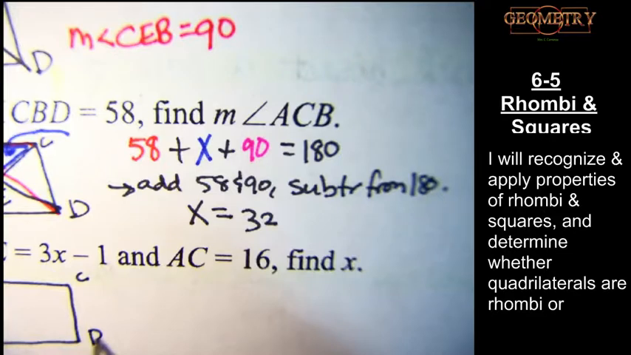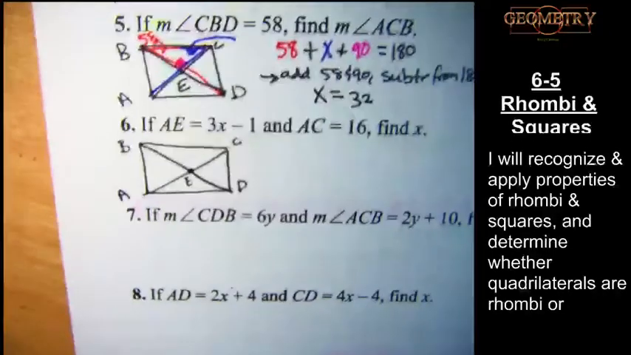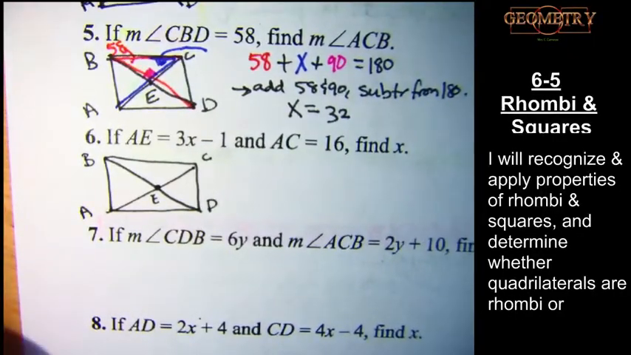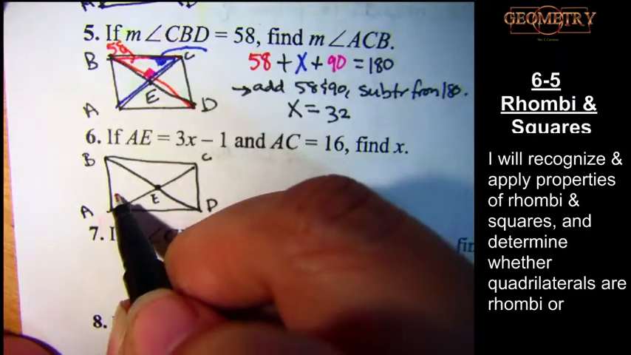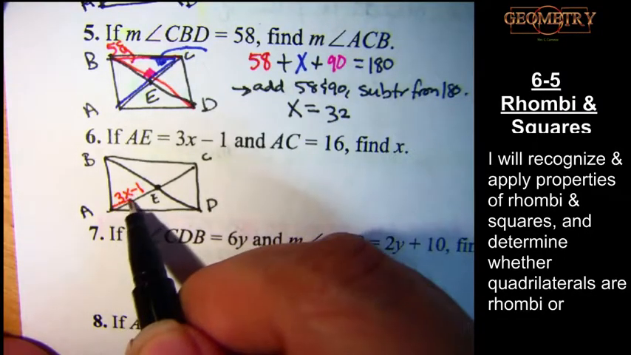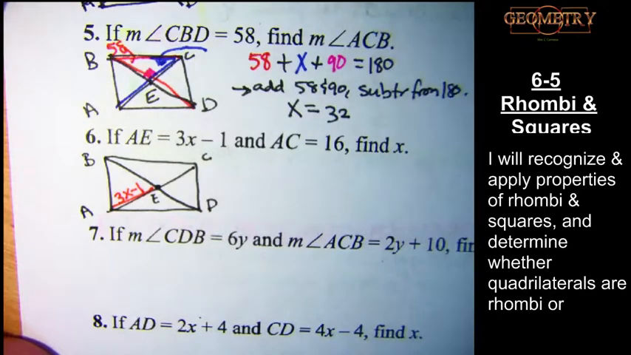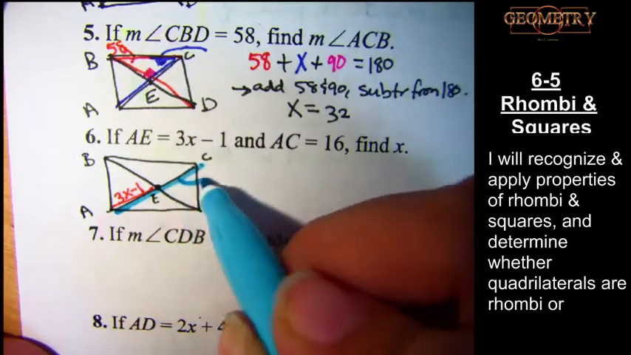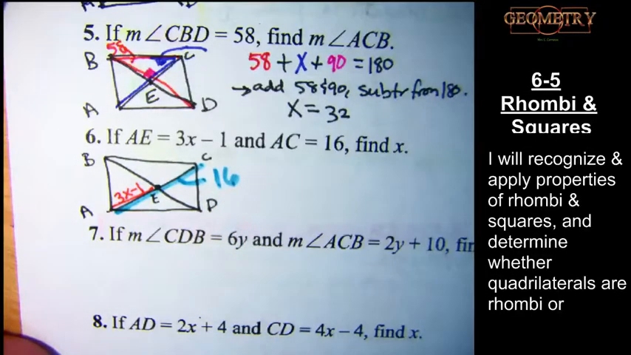While we wait for you, very happily, draw the rhombus for number 6. All right, zooming out. Here's number 6. I'm told that AE is 3x minus 1. So that's this piece right here. And then I'm told that AC, this entire piece, is 16. Find x.